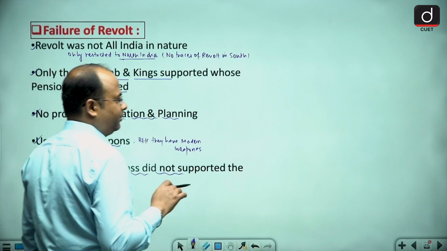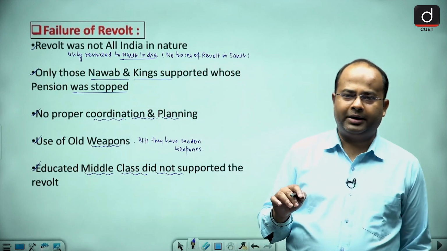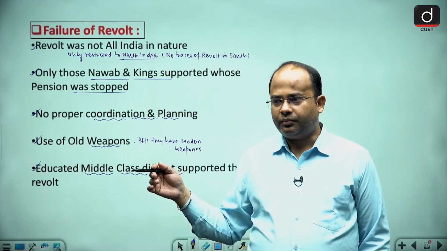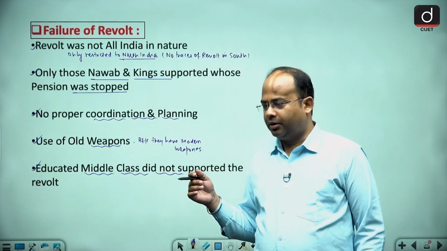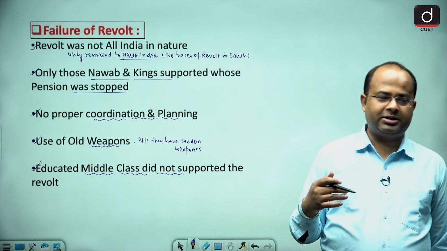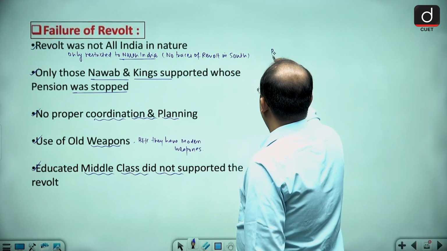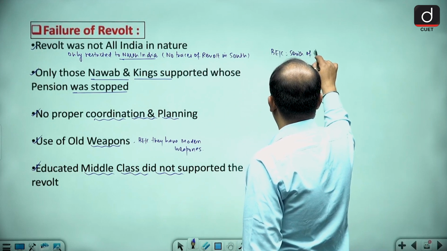Other than this, guys, the educated middle class did not support the revolt. Why? Because the British government started a series of good practices in India. They started a series of reforms.